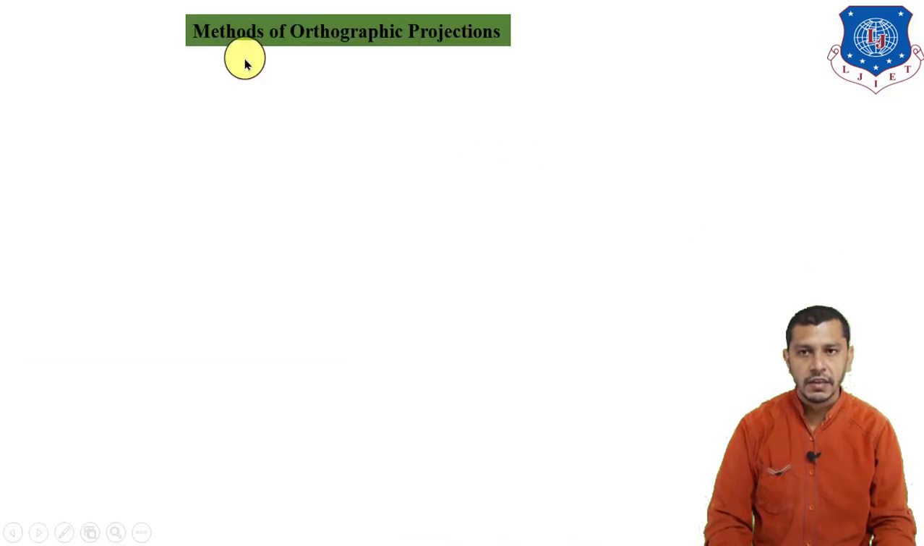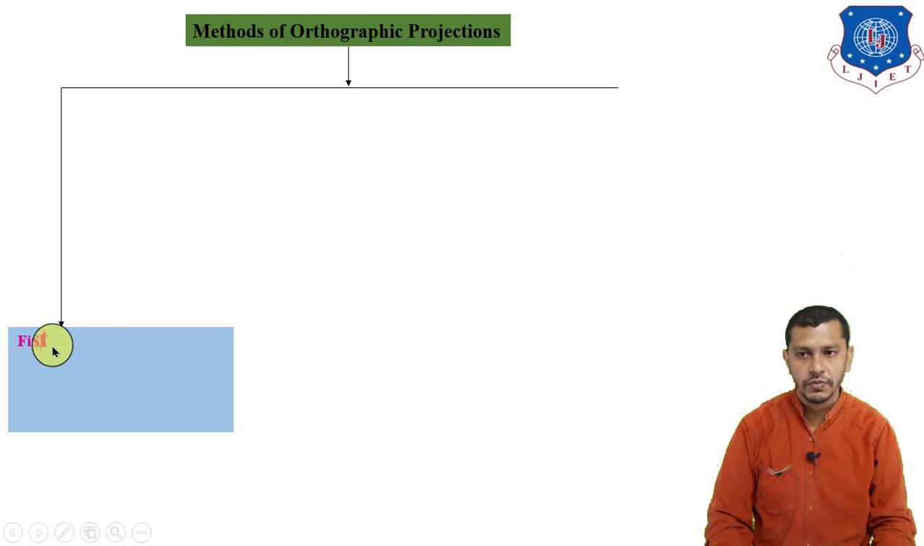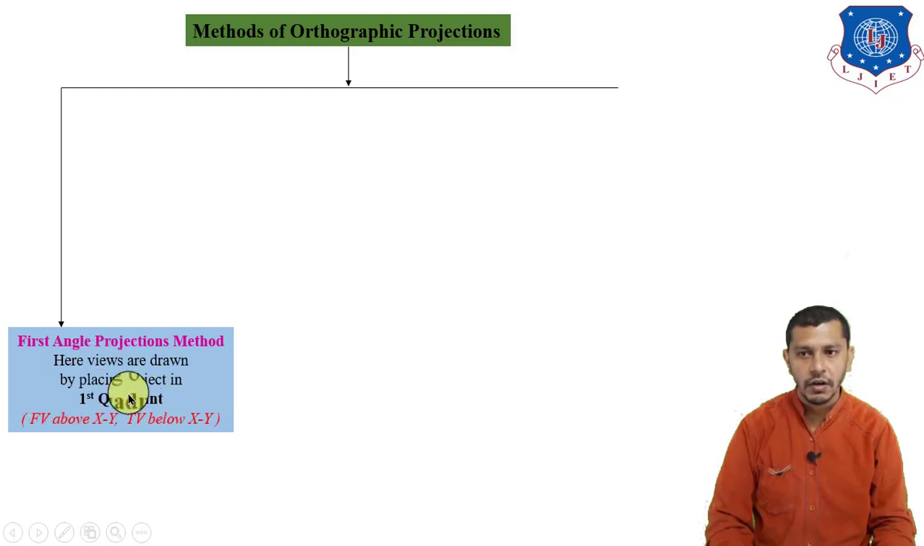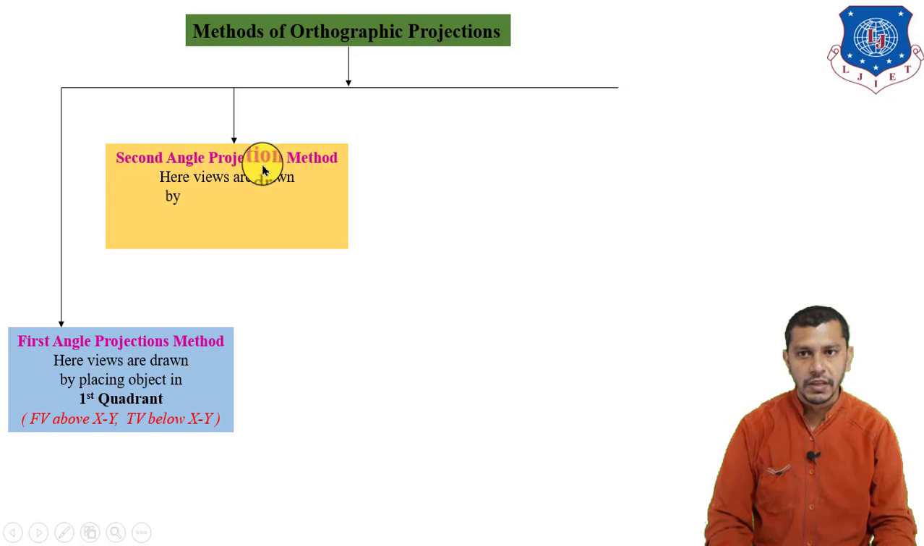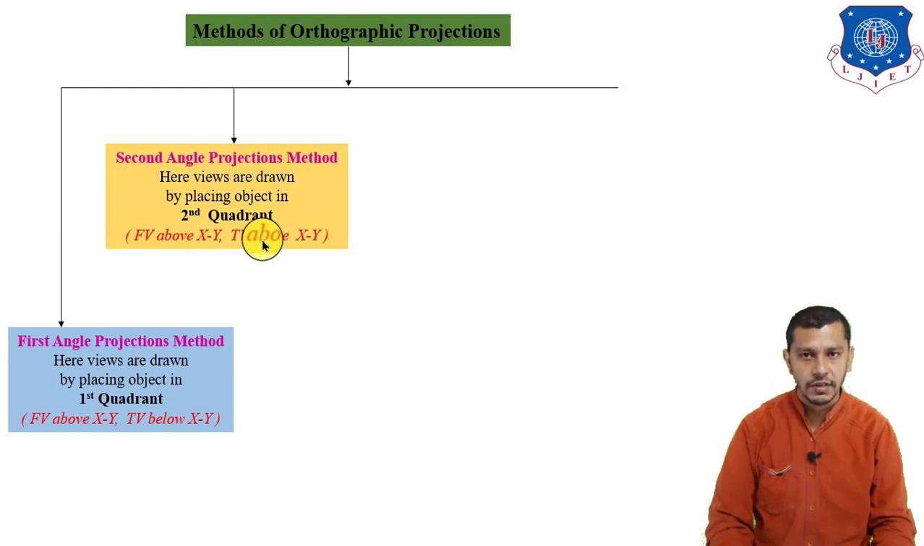Now let us discuss the methods of orthographic projections. So first is the first angle projection method. Here views are drawn by placing the object in the first quadrant. If we place the object in the first quadrant, we will get the front view above the XY reference line and top view below the XY reference line. Then the second angle projection method. In the second angle projection method, the views are drawn by placing the object in the second quadrant. If we place the object in the second quadrant, we will get the front view above the XY reference line, top view also above the XY reference line.